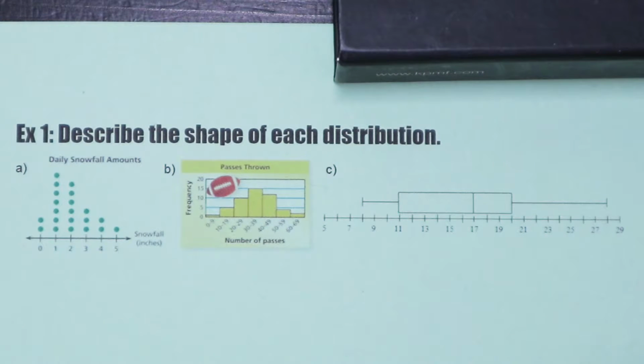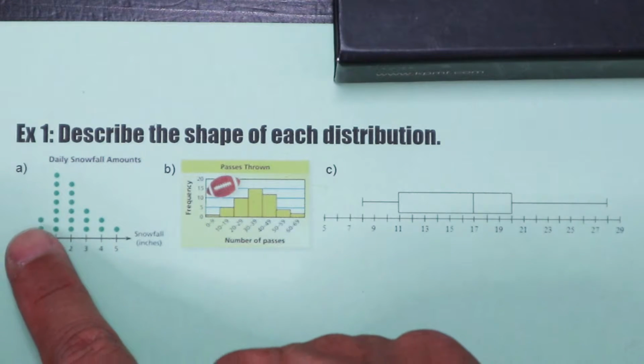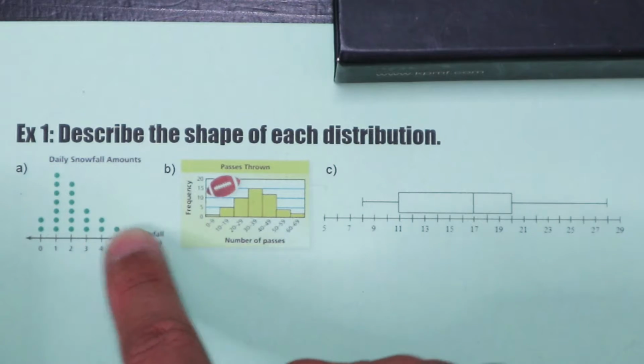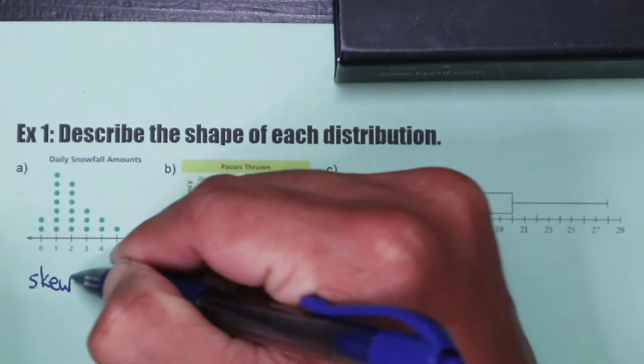So let's take a look at example 1. It says describe the shape of each distribution to see if you understand. Well, in part A, I see that this graph starts very high and then there's a tail kind of sliding towards the right. So in this case, we're going to say this distribution is skew right.